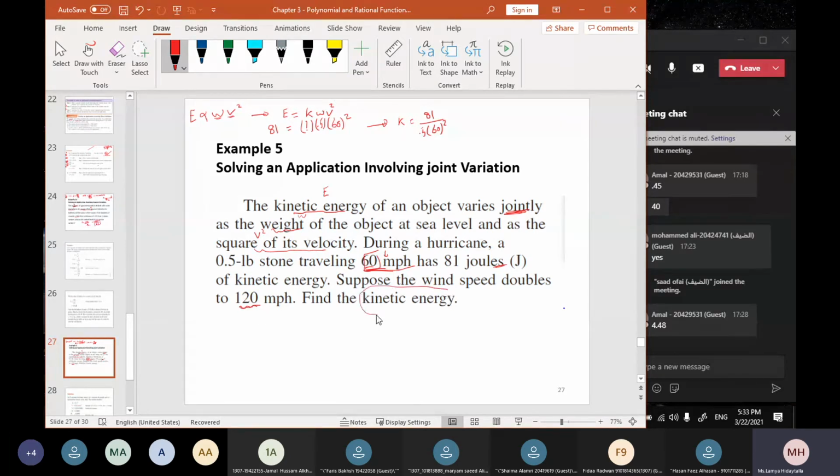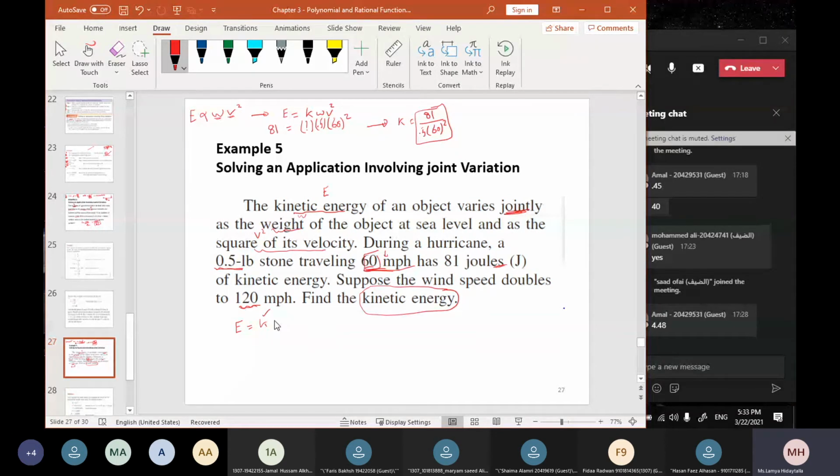He needs now the kinetic energy. After finding K, K is found, we can calculate it. Now what do I change? I want to find the new energy in case that instead of traveling with a speed of 60, it is now 120. K I know it, we substitute its value. What about W? He didn't give me another object. He's using the same stone, correct? He changed only the velocity.